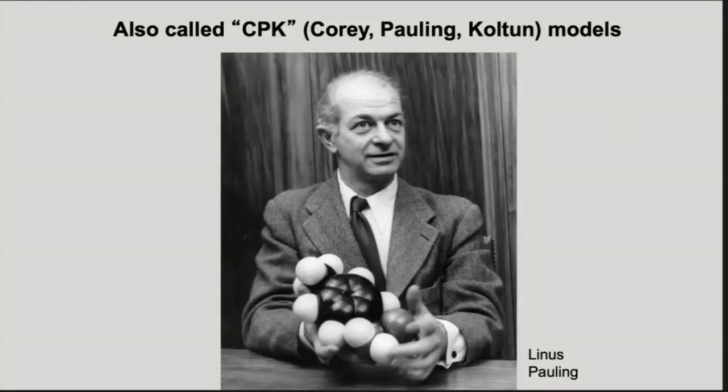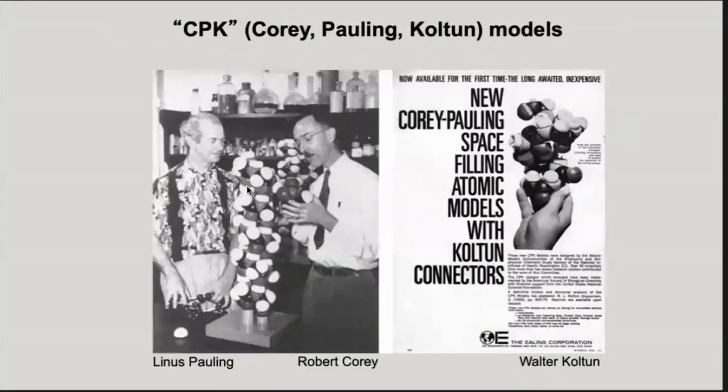So Linus Pauling was at Caltech, and he was working closely with a colleague named Robert Corey. It was actually the two of them together who devised this style of molecular model. Here's another picture of Linus Pauling on the left, real spiffy dresser, with his colleague Robert Corey at Caltech. And they're playing with some of these space-filling models.